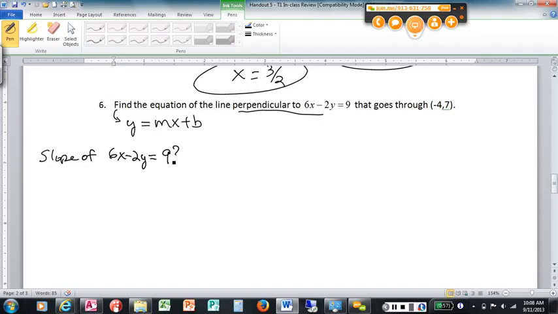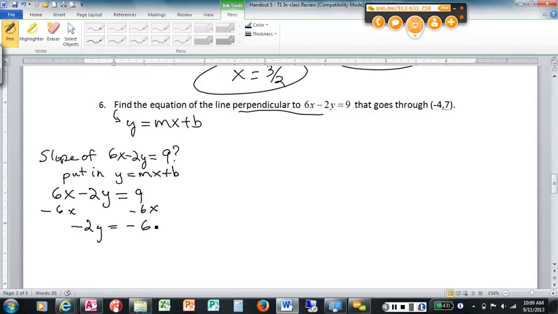Is it 6? No, it's not 6. I can't read the slope right off of that because it's not in y equals mx plus b form. So I need to put it in y equals mx plus b form, and that means solve it for y. Get y on a side by itself. So I'm going to subtract the 6x from both sides. So I get minus 2y equals negative 6x plus 9.